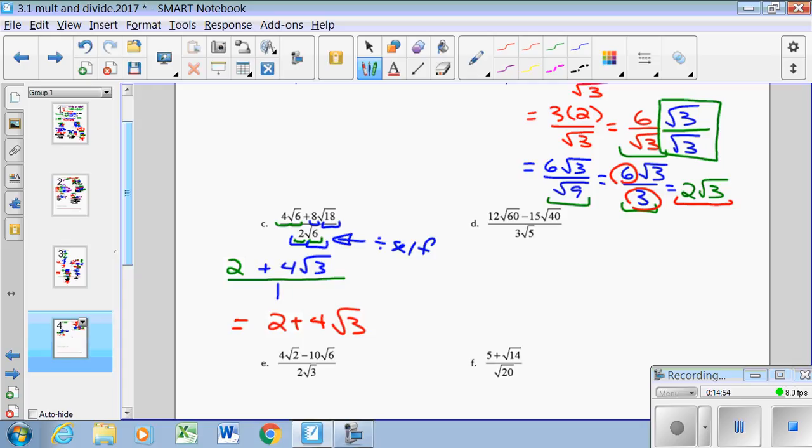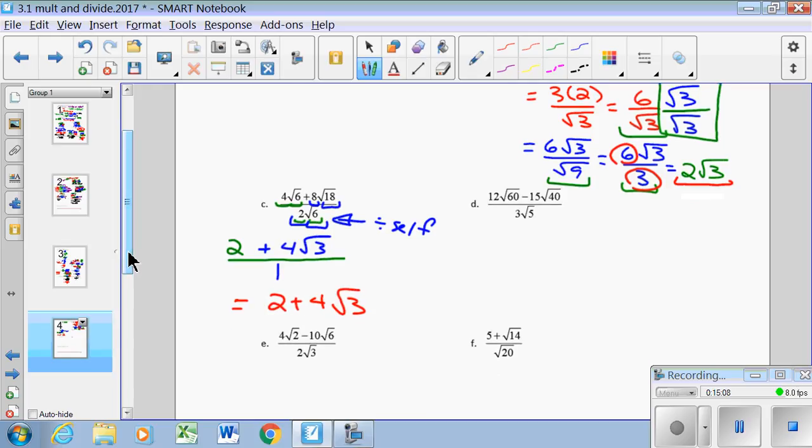So very similar skills. It's still whole number divided by whole number, radical divided by radical, but now you can't do it with just one set of the numbers. You have to do it with all the numbers. So if we look at D, look at 12, 15, and 3. Those are your whole numbers. They all divide by 3, so we're going to divide each of those whole numbers by 3. 12 divided by 3, 15 divided by 3, 3 divided by 3.